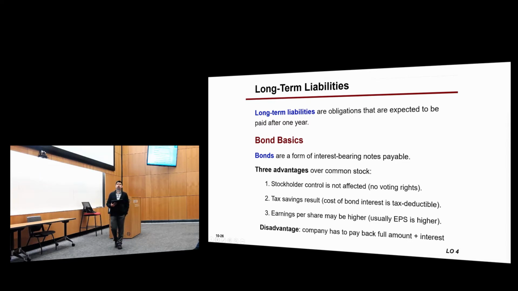with that part. Now we'll start with long-term liabilities. So we finished current liabilities. Long-term liabilities, as we mentioned, those are debts that will be due after 1 year. The most common type of it is bonds. Bonds, they have several advantages over issuing stock.